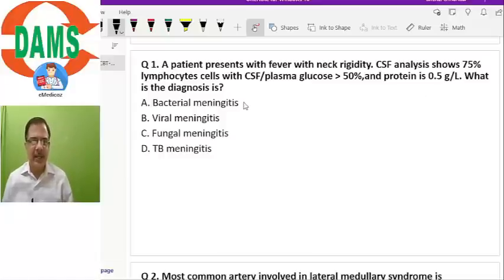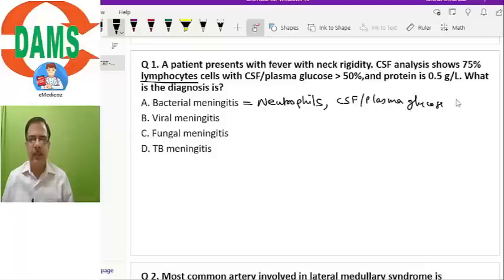Bacterial meningitis. In bacterial meningitis, the cells will show predominantly neutrophils. Here lymphocytes are given, and the CSF glucose will be low. CSF plasma glucose ratio is less than 50%, and proteins will be elevated, while here it is almost normal. While in viral meningitis, it is a lymphocytic response, and the CSF plasma glucose ratio is more than 50%, and proteins are near normal.